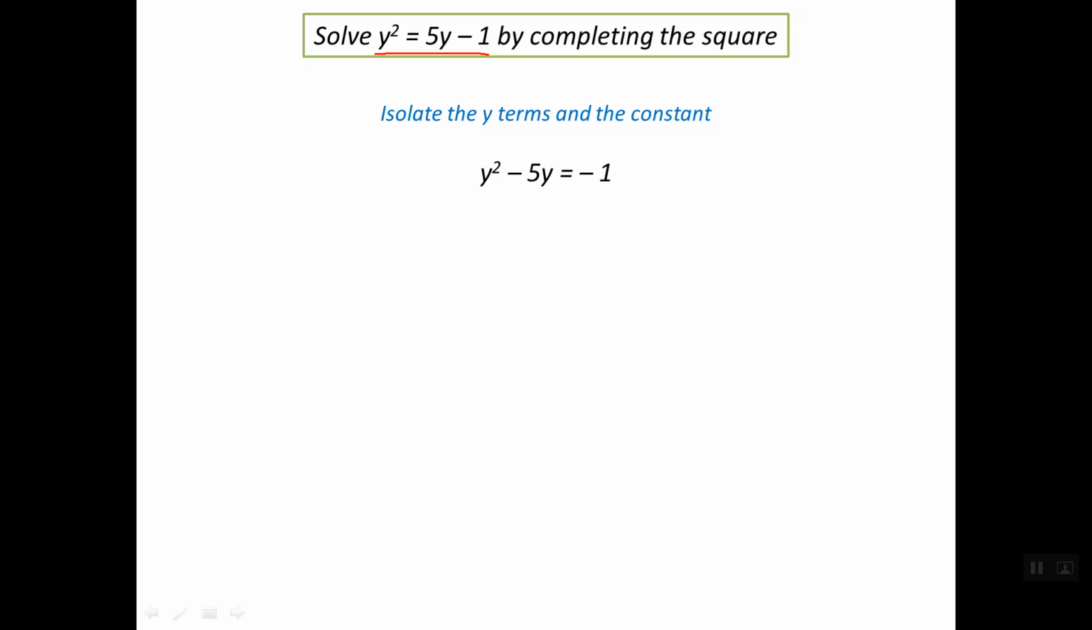So if we add minus 5y to both sides of the equation, we get y squared minus 5y is equal to minus 1. So this is the equation in its standard form.